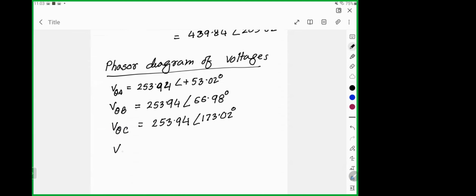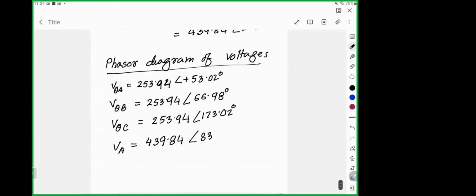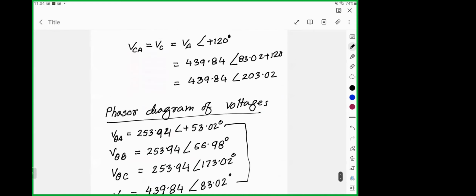Then we have found VA is equal to 439.84, making an angle of 83.02. If you compare these two, the angle is a 30-degree phase shift. So that is correct. The line quantity and phase quantity should have a 30-degree phase shift.